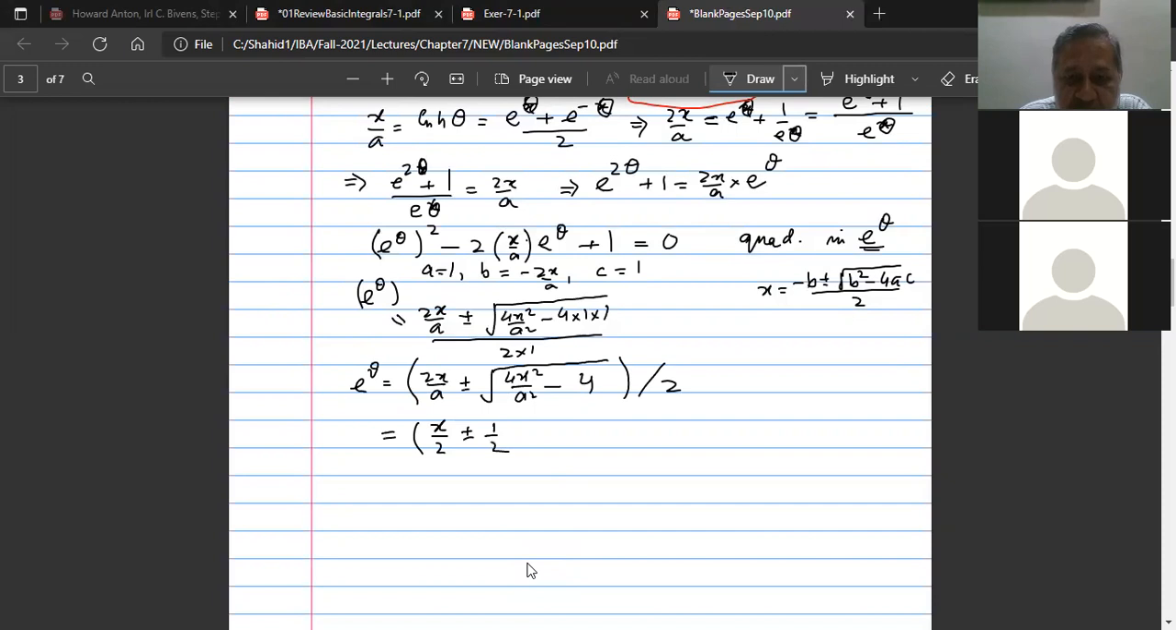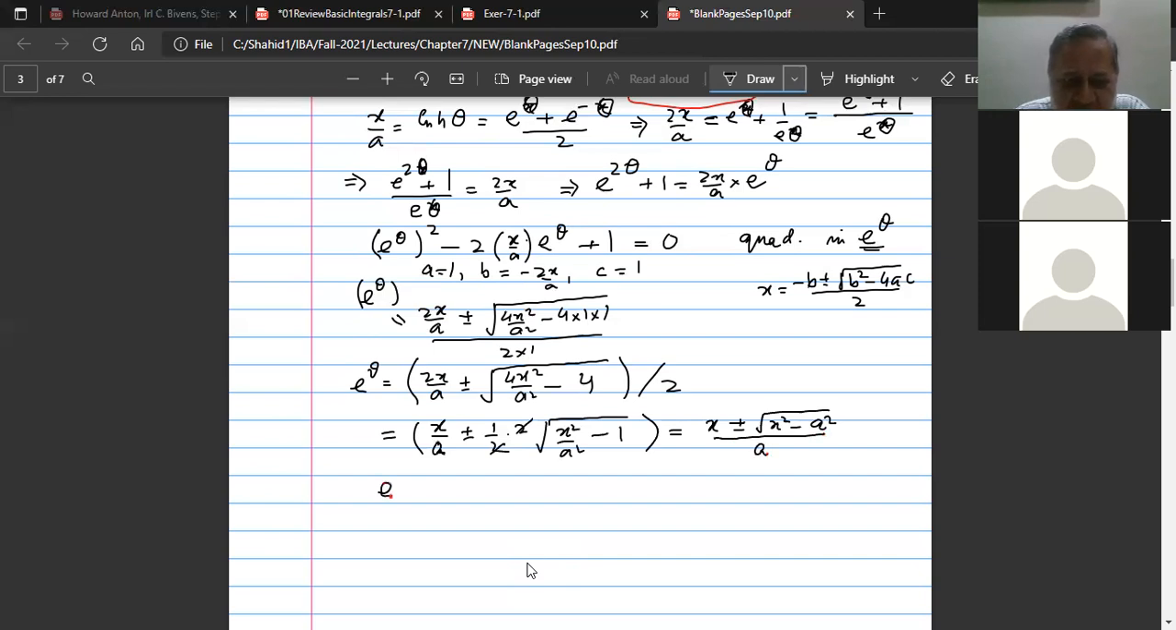1 upon 2 this one, and what else is there under the root? 4 is common, so taking 4 out of the root gives 2, and what remains is x square upon a square minus 1. This 2 also cancelled, and now I have got x upon a plus minus. Taking the LCM, what will it be? x square minus a square divided by a square under the root, so take the root out, and it is under a everywhere.